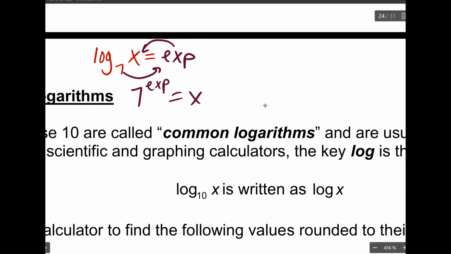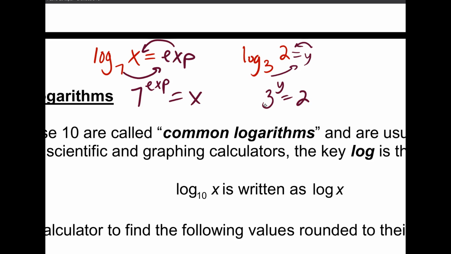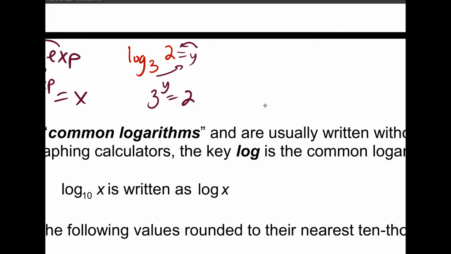What if I have a different base? Like, what if I have log base 3 of 2? What would this be? 3 to the y equals 2. So it's not 3 times y, it's 3 to the y exponent equals 2. So that's one thing we missed on our quiz, was understanding how to rewrite logarithms in terms of an exponential. 3 to the y power equals 2. Okay, so I don't know what exponent this would be, but it would definitely be less than 1, because 3 to the 1 power is 3. All right. So that was a base 3.